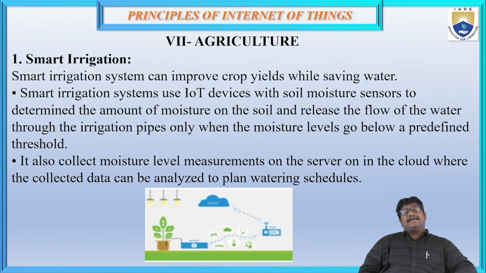And the next factor is the smart agriculture system. How is the smart agriculture system playing a major role in domain-specific IoT? In this smart agriculture system, we have smart irrigation. This smart irrigation system is going to improve the crop fields while also saving water.